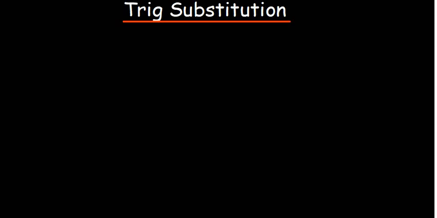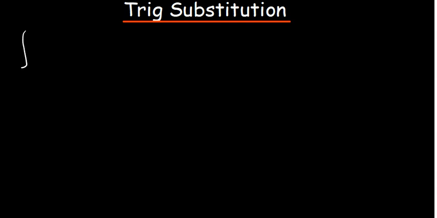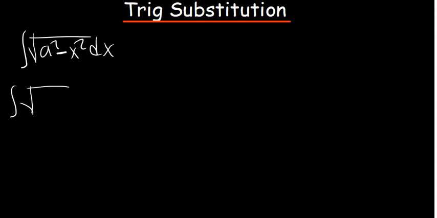In this video, we'll talk about trig substitution. There are three formulas which you need to be familiar with under trig substitution. The first one is the integral of the square root of a squared minus x squared dx. The second one is the integral of the square root of a squared plus x squared dx. The third one is the integral of the square root of x squared minus a squared dx.